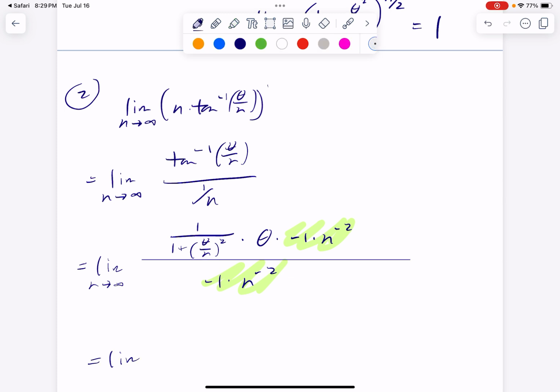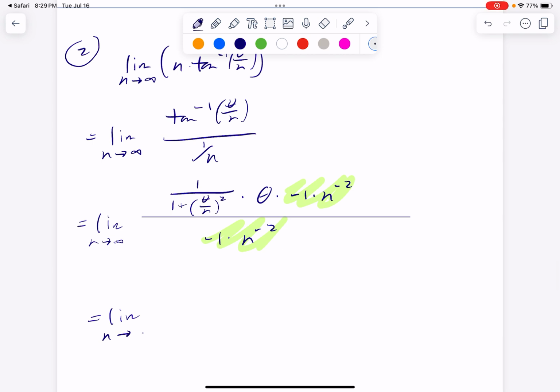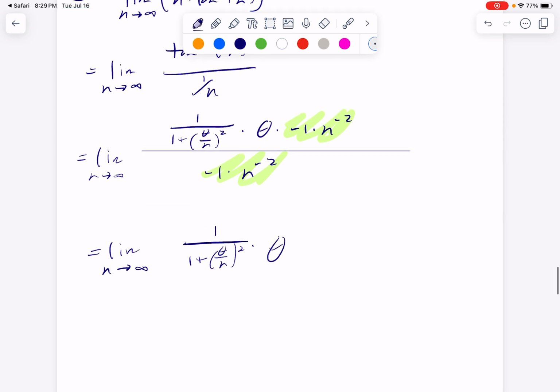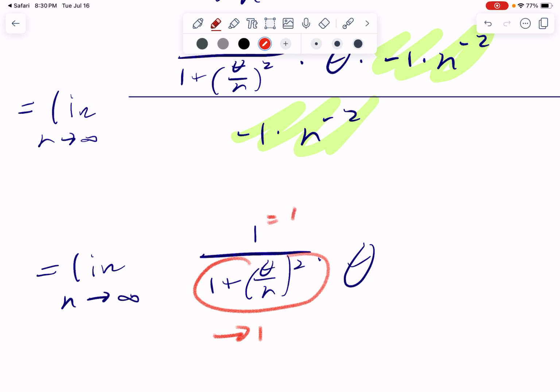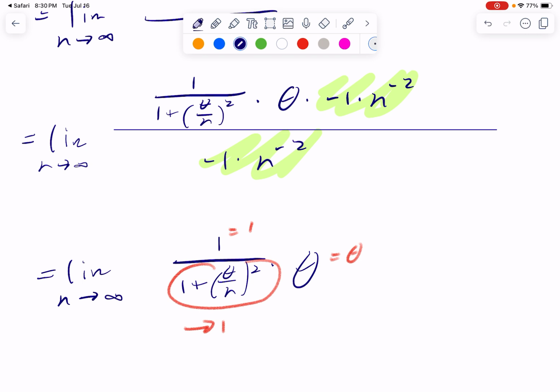So this limit is 1 over 1 plus theta over n squared, times theta. Theta is some specific number, n is the one that is changing. So this is getting closer and closer to 0. We're squaring it, so this whole thing's getting closer and closer to 0. So our denominator here is approaching 1. Our numerator is equal to 1. This is equal to theta. So when we run all of this, this limit is theta, whatever theta was to begin with.